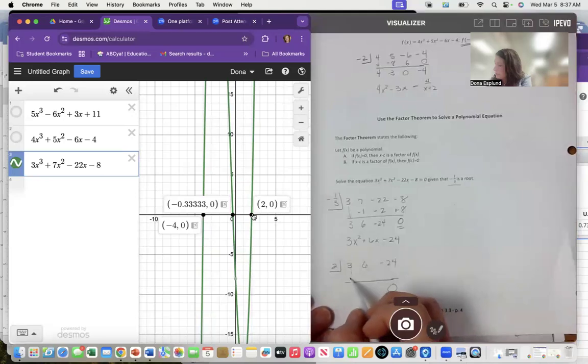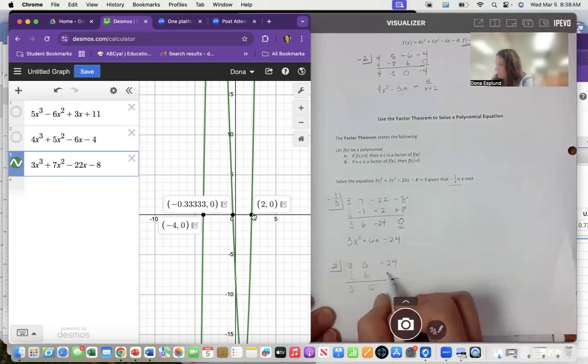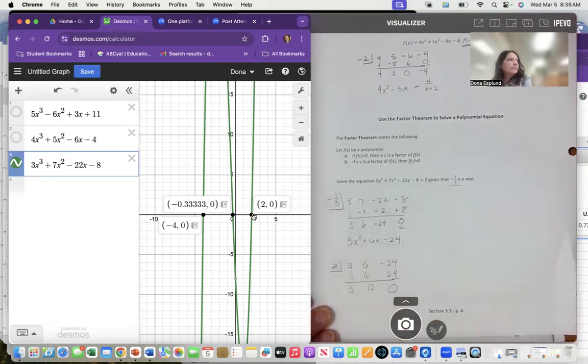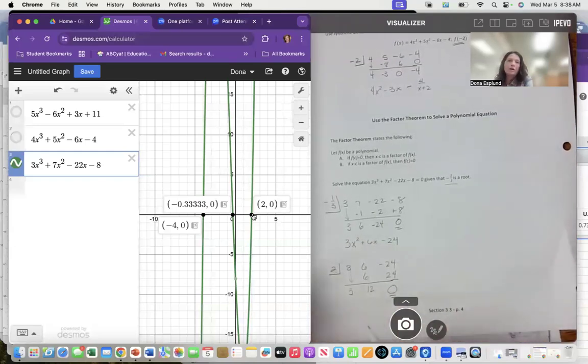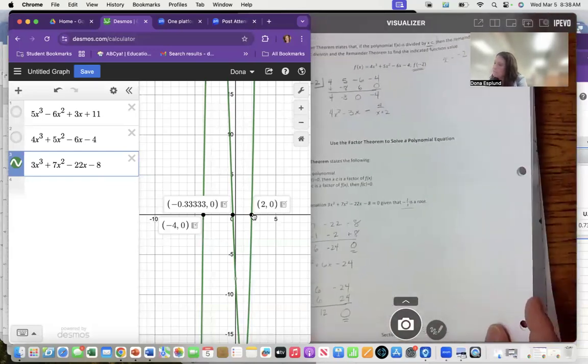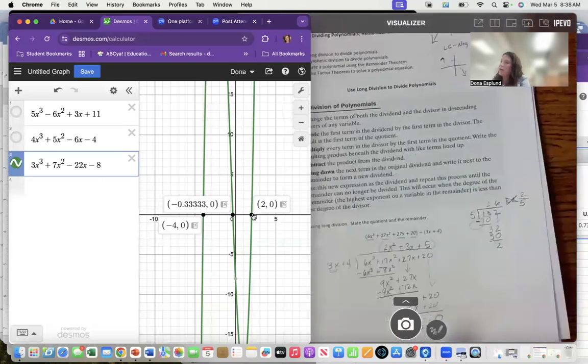So I'm going to drop my 3 down. I'm going to put a 3 here. I'm going to go 3 times 2, which is going to be 6. 6 plus 6 is going to be 12. 12 times 2 is going to be 24. And 24 minus 24 is 0. So again, that shows me that I have multiple roots. I could do the same thing with my reduced polynomial and solve for negative 4. Pretty cool, huh?